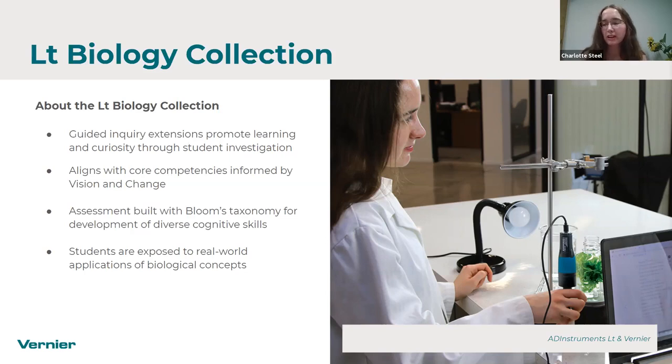And the report also outlined 5 core concepts and 6 core competencies for undergraduate biology students. And the core competencies were what we really latched onto and what we used to build our labs. Every assessment question that we wrote in these labs, where possible, we tagged it against a core competency.